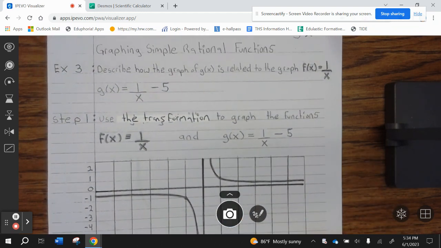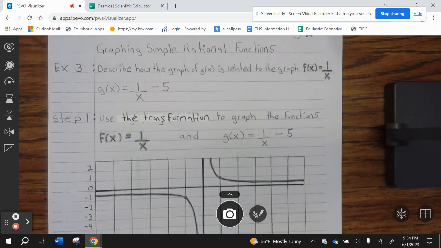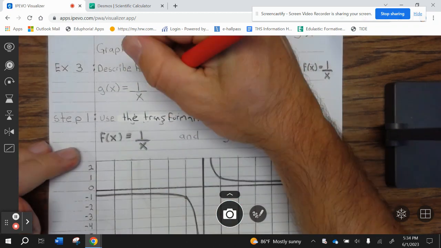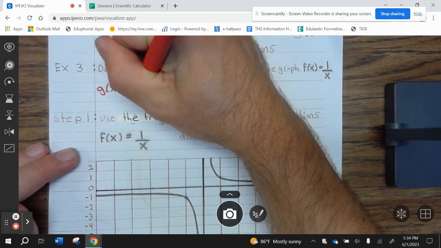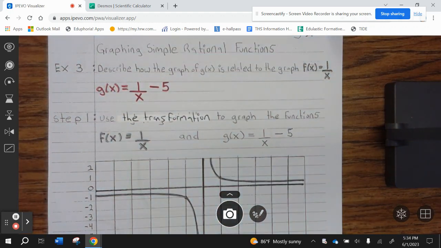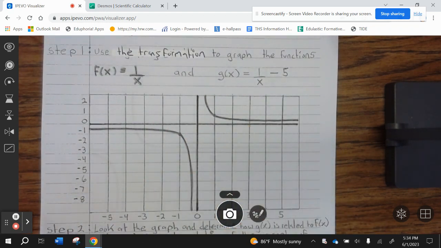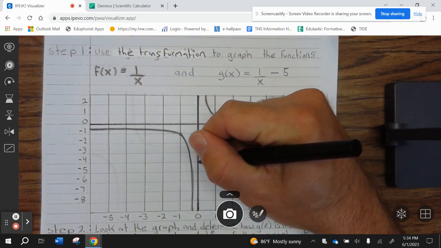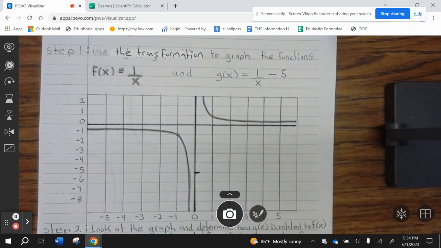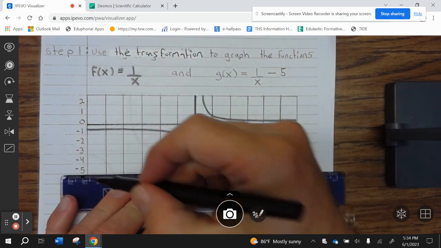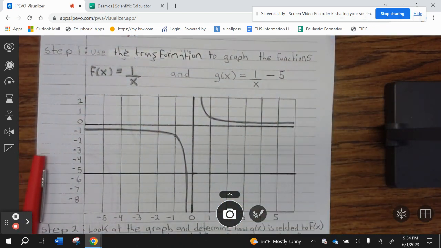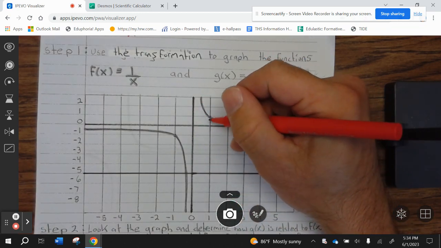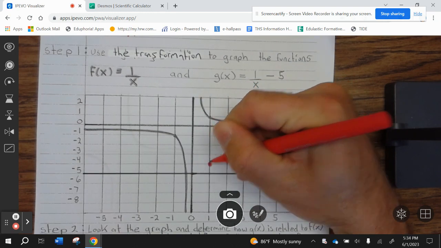All right, example 3. Describe how the graph of g of x is related to the graph of f of x equals 1 divided by x. So the minus 5 means we go down 5. So let's go ahead and graph this in red. Okay, so we take the horizontal asymptote, we go down 5. Go down 1, 2, 3, 4, 5. Okay. So we take each point, we go down 1, 2, 3, 4, 5.